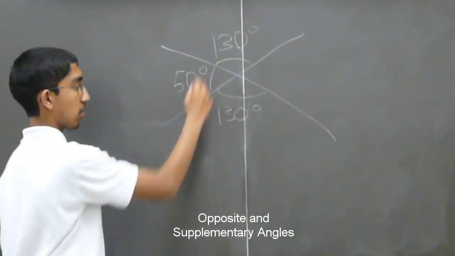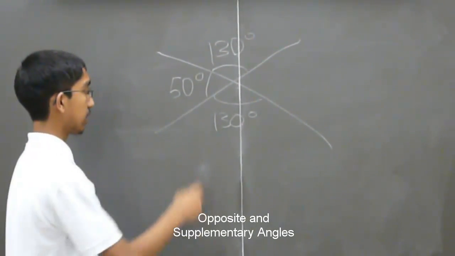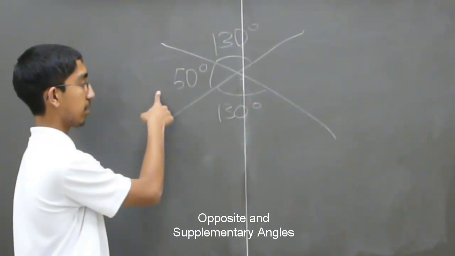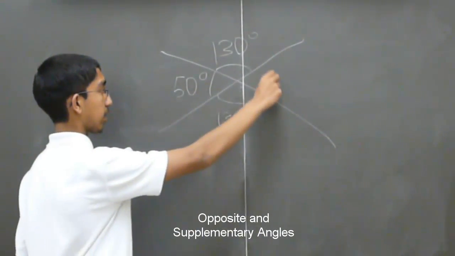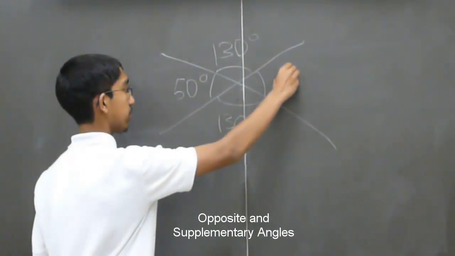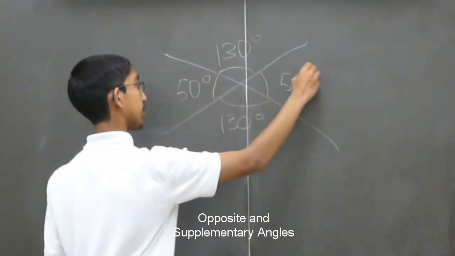And now let's go back to the opposite angle theorem. Since this angle equals 50 degrees, we'll use the opposite angle, and this angle would also equal 50 degrees.